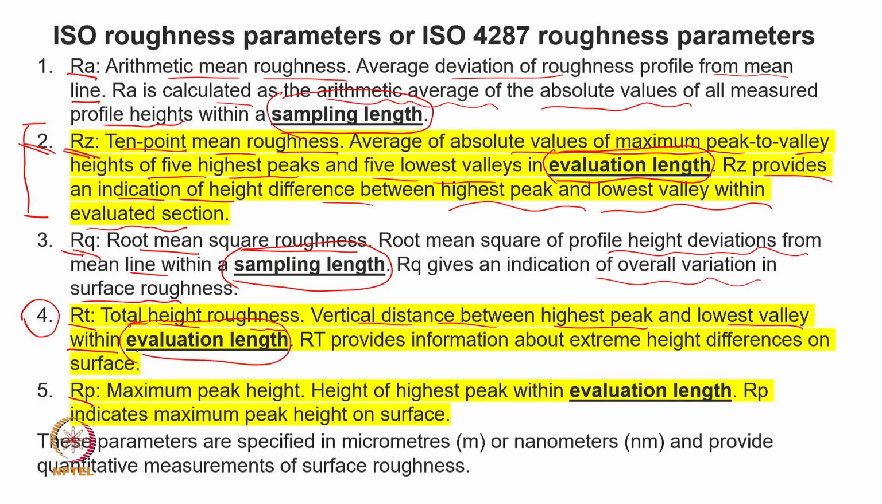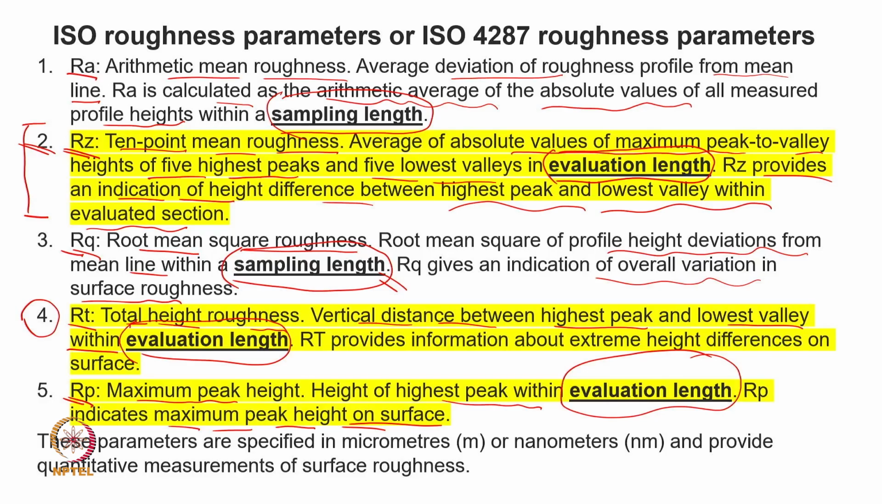So, of the two lengths, on the sampling length we use the RA value and RQ value. Coming to the evaluation length, we measure the RZ and RT value. The last parameter in this case is RP, which is the maximum peak height, the highest peak within the evaluation length. So, RP indicates the maximum peak height on the surface. More or less, RZ and RT are important from the point of view of defining the surface.